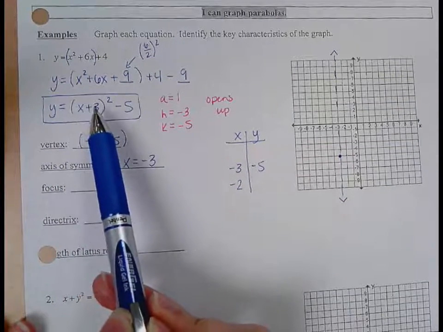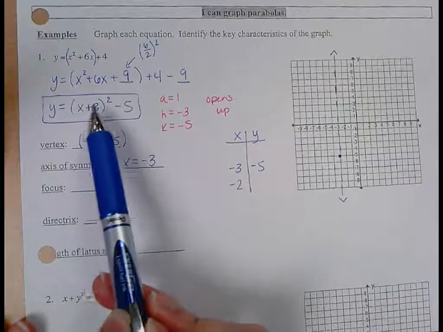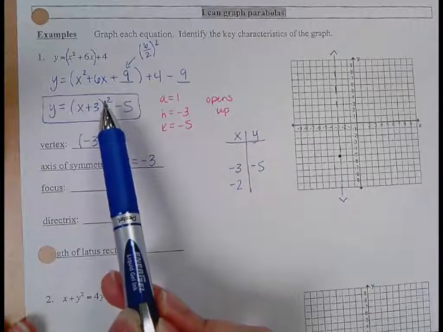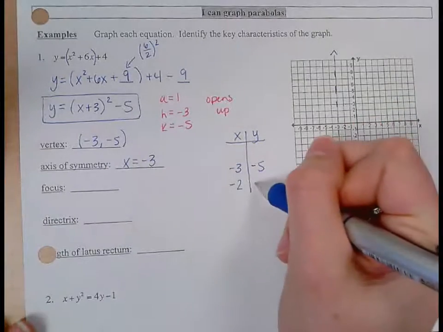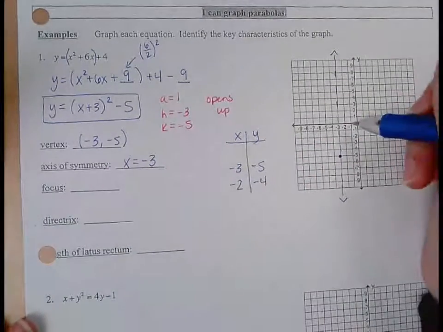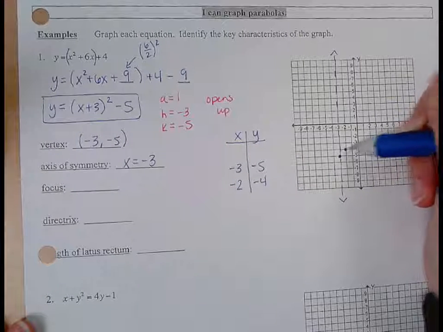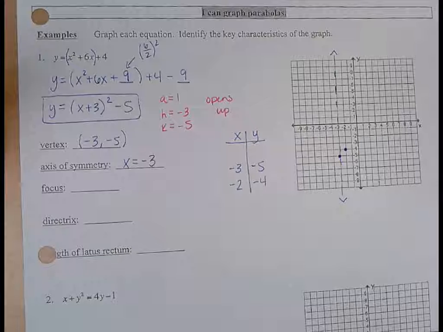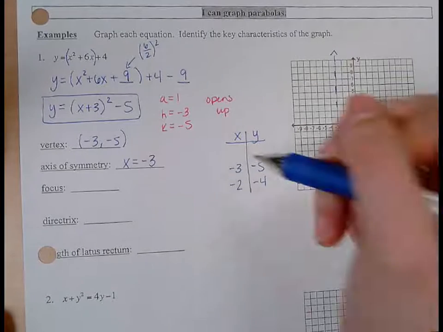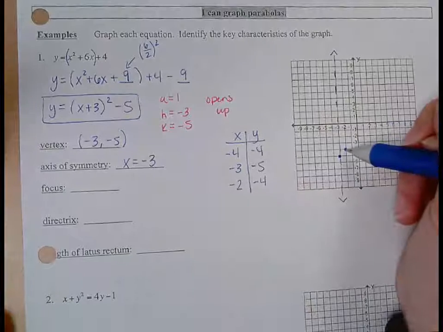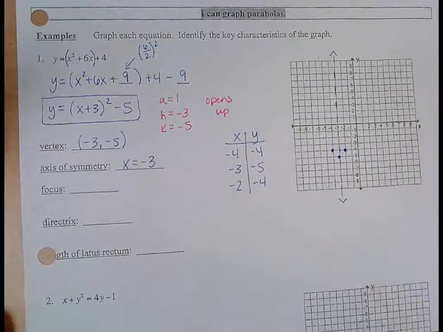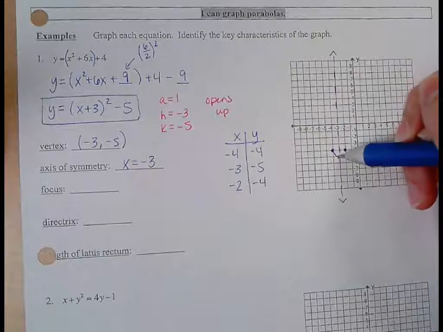I would have -2 plus 3, which is 1. 1 squared is still 1. And then 1 minus 5 is -4. So that y value would be -4. And then I don't need to plug in another point. What other point do I know is on the parabola? Yep, -4 and -4 if I reflect it over that line of symmetry. So you really only need to substitute in 1 point to really get 2. But then I can actually draw the parabola in.